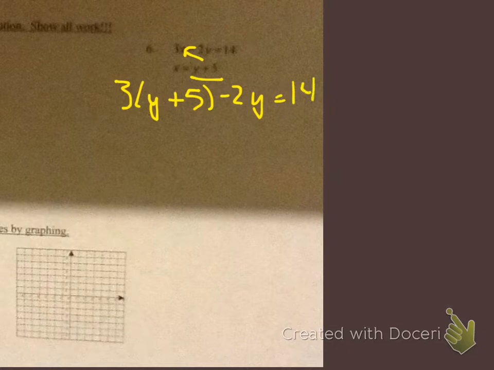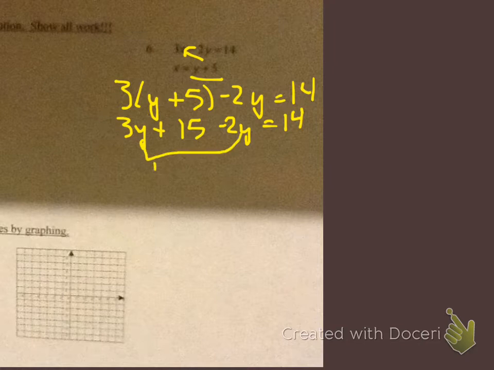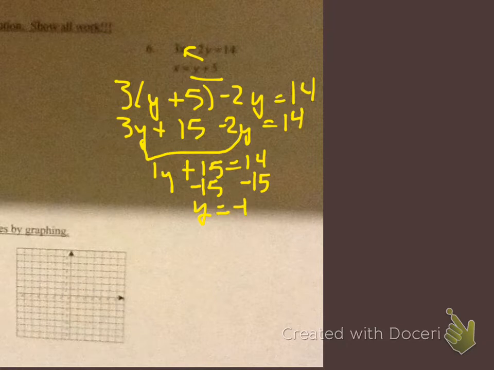Okay, on the next one, notice how at the bottom equation it says x equals y plus 5. That means I'm going to put y plus 5 in place of the x. So make sure you carefully read those things. So that would be 3 parentheses y plus 5, close the parentheses, minus 2y equals 14. Distribute, you get 3y plus 15 minus 2y equals 14. Subtract 3y minus 2y, combine those two, and you get 1y plus 15 equals 14. Subtract 15 from both sides, and you get y is equal to negative 1.